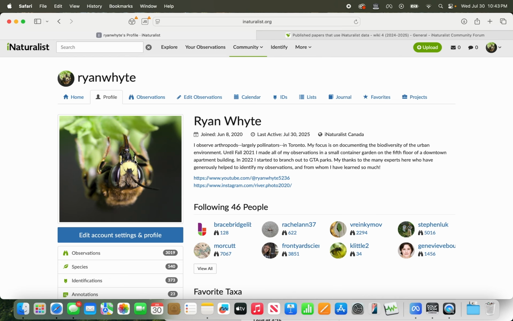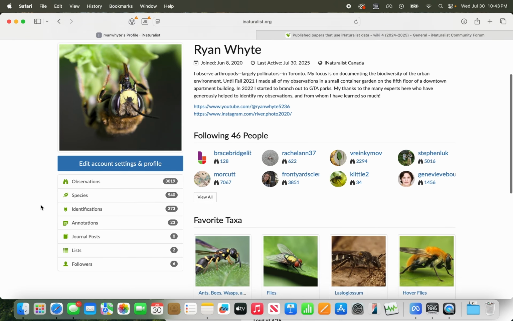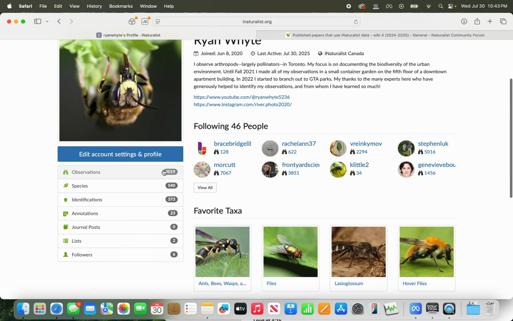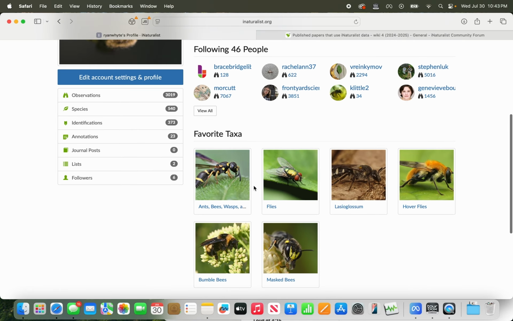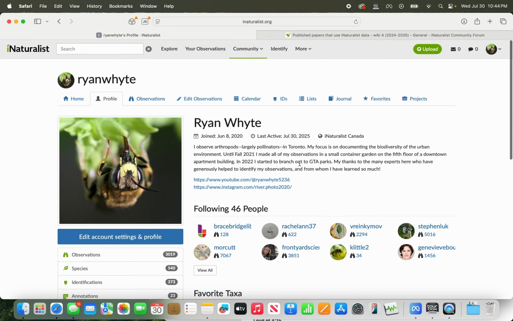Tells you when I joined. It tells you at a glance the number of observations I've made, the number of species identified within those observations, the number of identifications that I have made for other people, and then other things. You can make lists and annotations. You can subscribe to your favorite taxa. Here you can see I do mostly bees and wasps and flies. And you can have a look at the observations here.